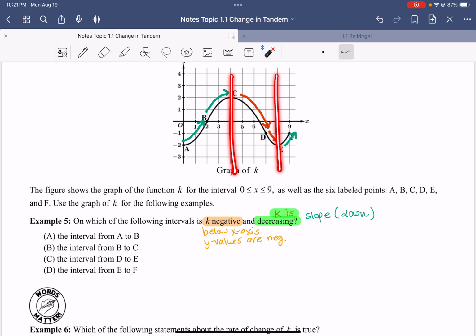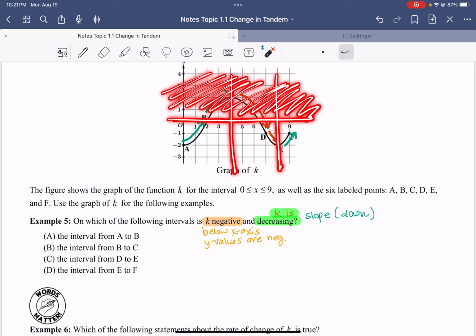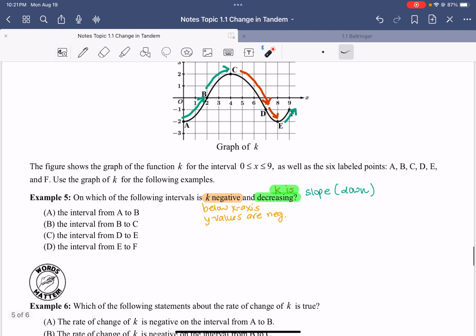However, it also says, when is it below the x-axis? Meaning that all of this above the x-axis is not going to be part of the answer. And neither are the segments that were going up. Okay, so all that leaves me with is the interval D to E, meaning that the correct answer has to be C as in cat.